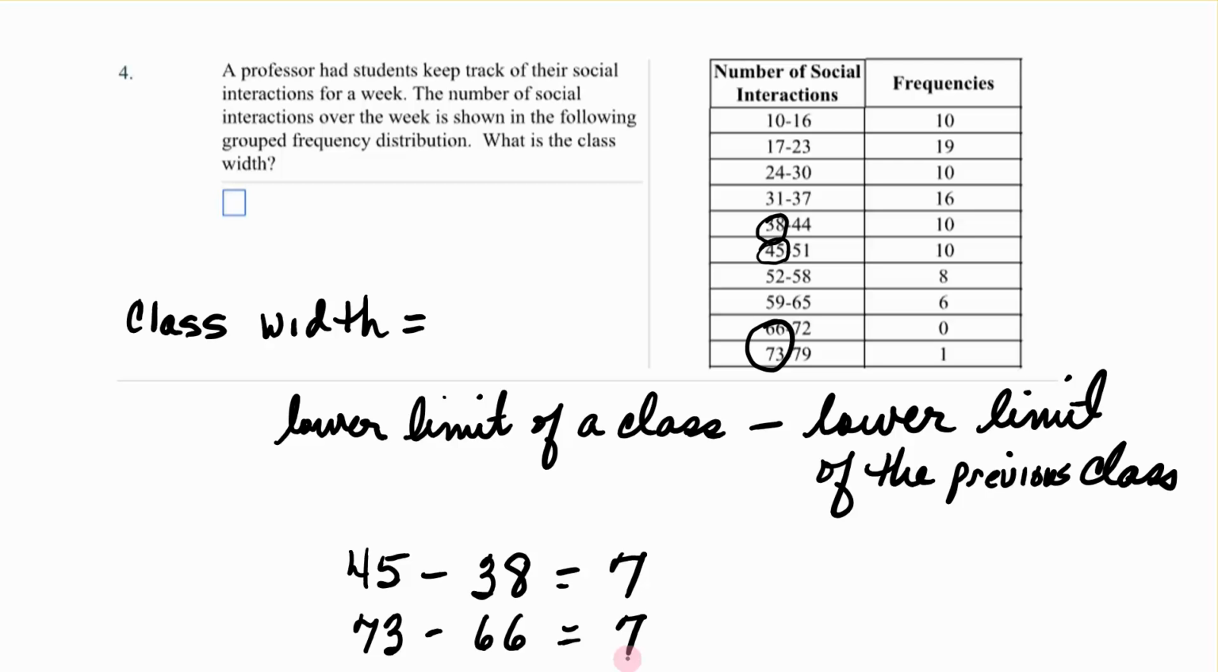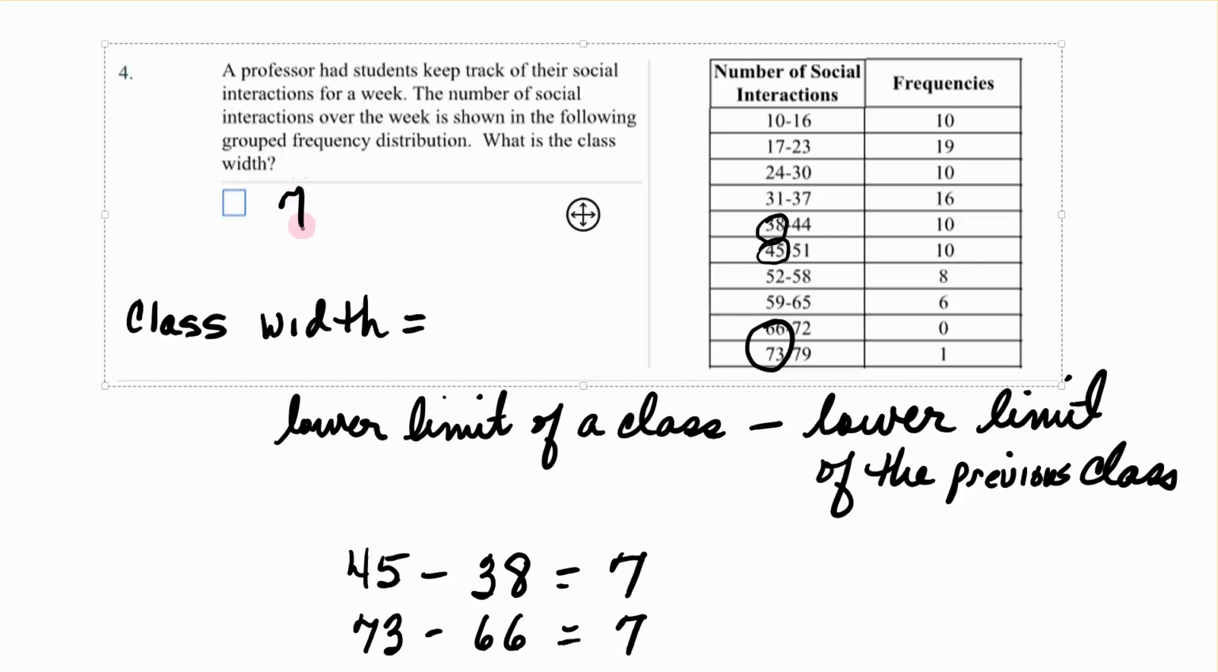All right, so if you're going to find the width, 2 ways to do it. You can subtract the upper minus the lower, but you have to remember to add 1 to it. Or you can take a lower and subtract the previous lower. You could do it with the highers. You could take 30 minus 23 would still give you 7. Okay, so that's class width. The answer is 7. Sorry, I kind of messed it up.